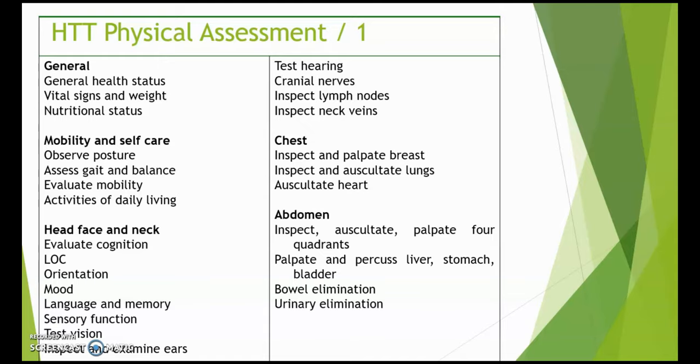Chest, very, very important. Inspect and palpate breasts, inspect and auscultate lungs, and auscultate heart. Abdomen, inspect, auscultate, palpate four quadrants, palpate and percuss liver, stomach, and bladder. Bowel elimination and renal elimination are also a part of this assessment.